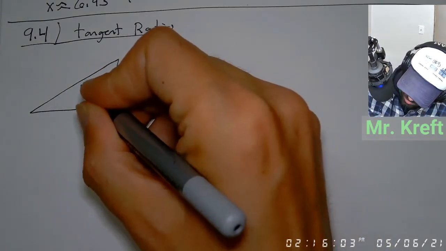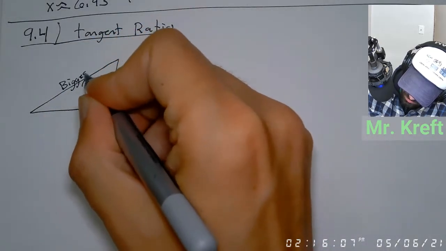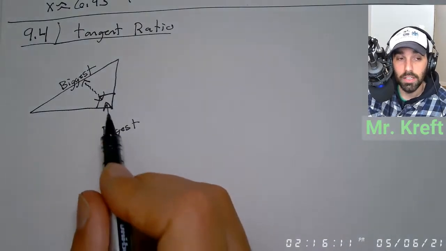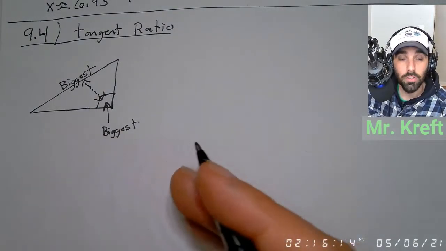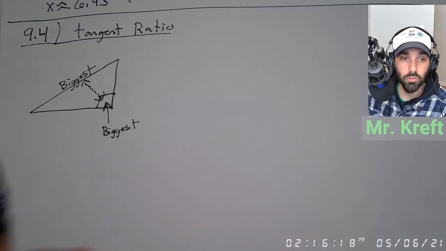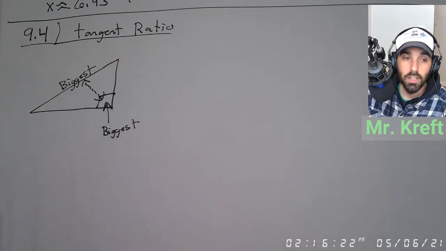And then we said, well, if we know what the biggest angle is, then this has to be the biggest side. Okay, so that's what we worked on last class, right? We know which one is our hypotenuse by knowing which one is our 90 degree angle. Okay, so the biggest angle is across from the biggest side and vice versa.